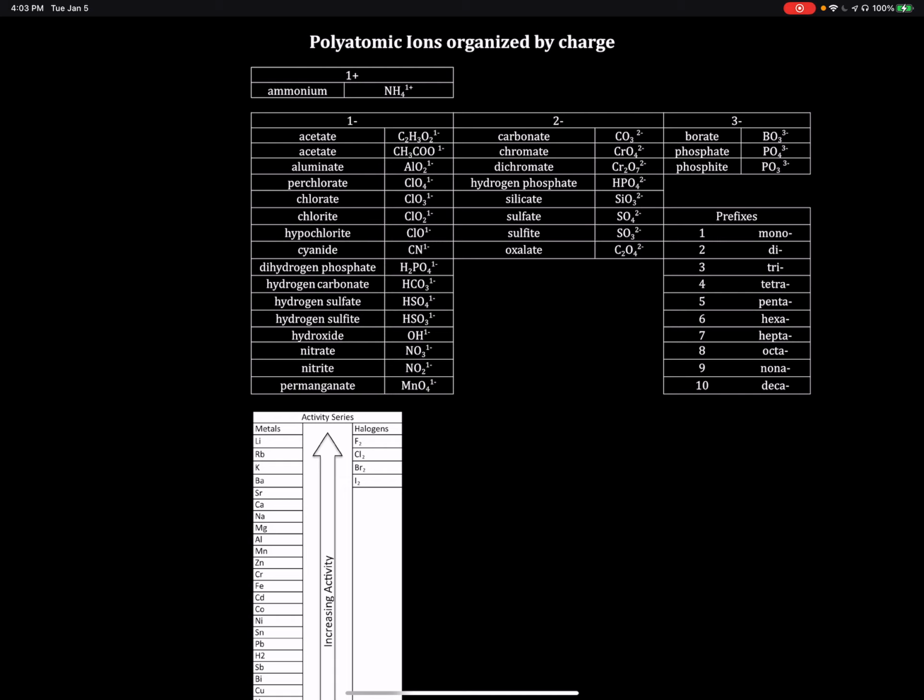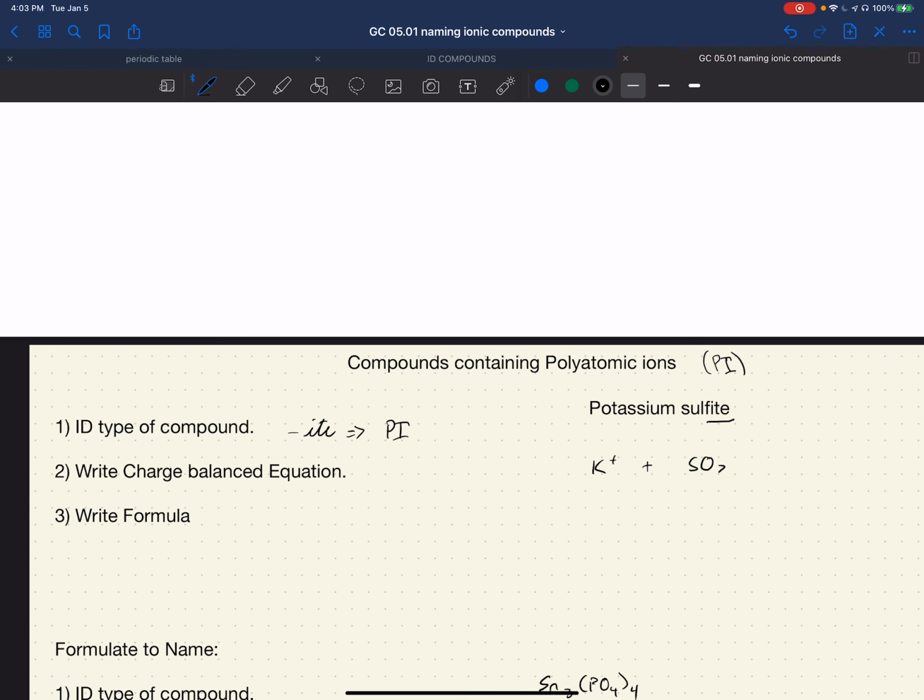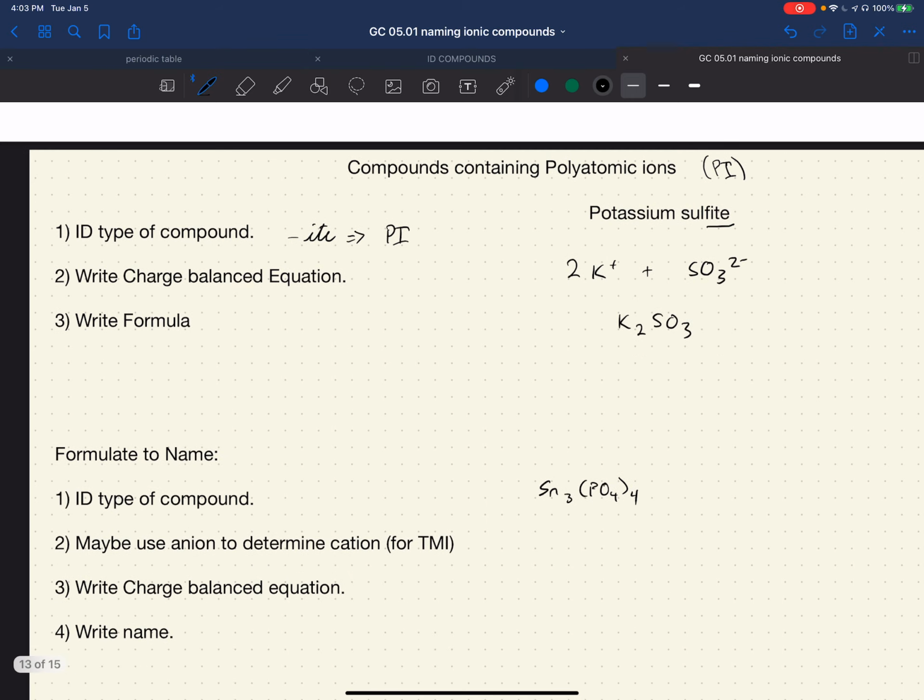Okay? So the next thing that we do is we write a charge balance equation. Well, potassium ion is K+, and sulfite, I just get it from the polyatomic ion sheet. It's no problem. Sulfite, right there in the 2 negative column, is SO3 2-. All right, so to balance the charges, I need 2 potassiums. So I simply write K2SO3.